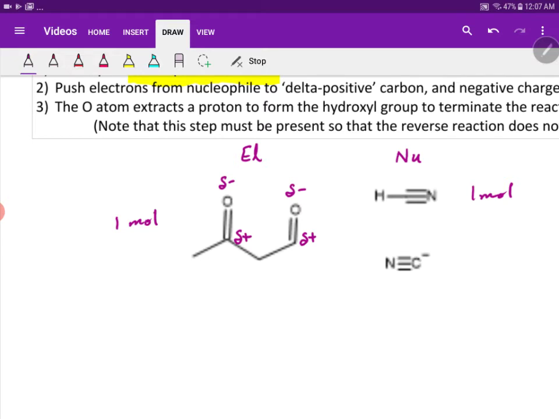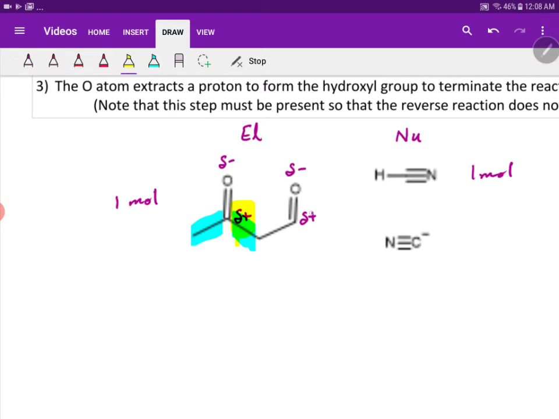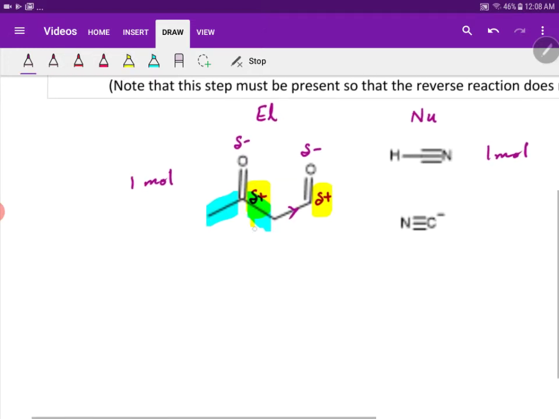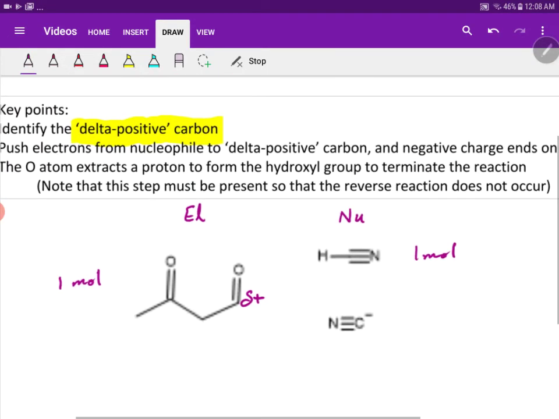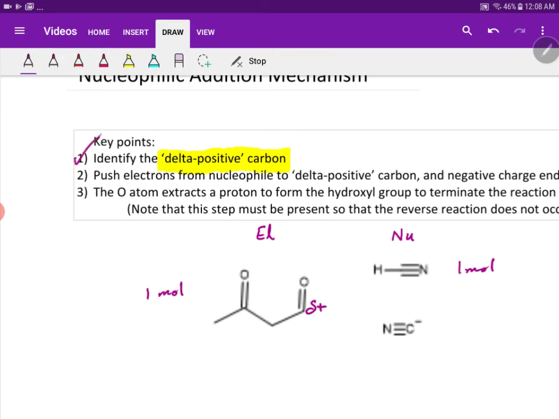If I take a look at the groups that are connected to the delta plus carbon, you can see that the one on the left, a ketone, has 2 electron donating groups. So it diminishes this delta positive charge to a larger extent than the aldehyde, because the aldehyde only has 1 electron donating group that gives electrons to it. That's why from this example, I can identify that what I'm interested in is this aldehyde over here. That's the first step, to identify the delta positive carbon.